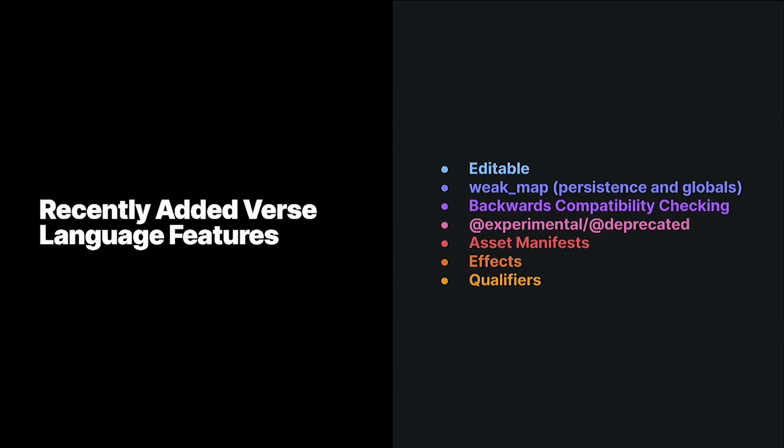Later in the talk, Tim is going to tell you more about asset manifests, which goes back to that thing I was saying earlier about how assets in your game show up as just code. Tim will tell you more about that. Additionally, in the last year, we've refined qualifiers and effects in Verse, but I won't go into the details there. You can find more on that online. So I'll be going into the details of these first five things.